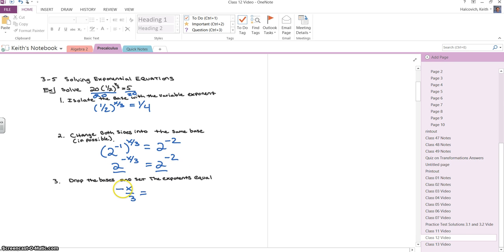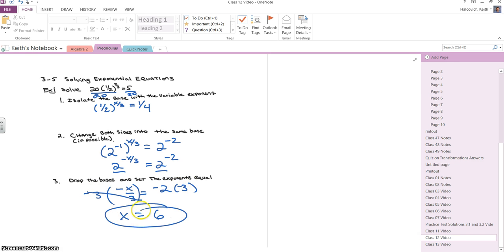So negative x over 3 is equal to negative 2. Multiply by 3 to get rid of the fraction, actually negative 3. And so it'll make it positive x equals 6. And that is your answer.